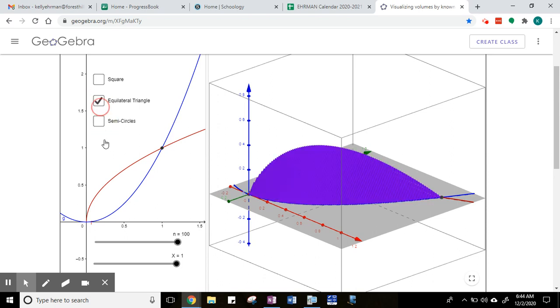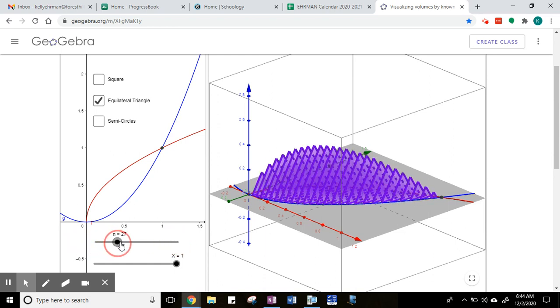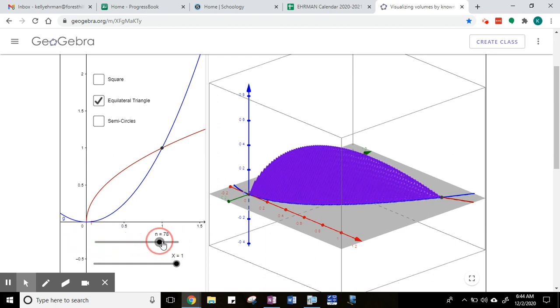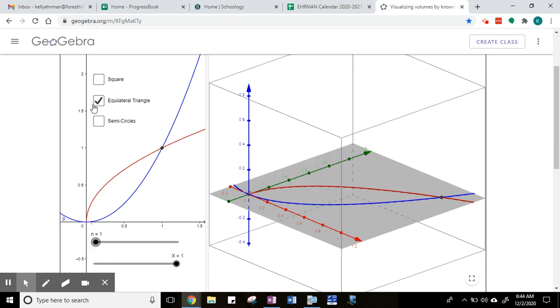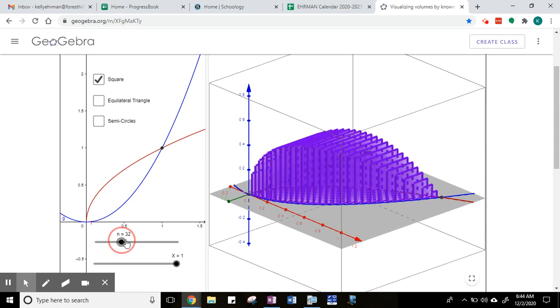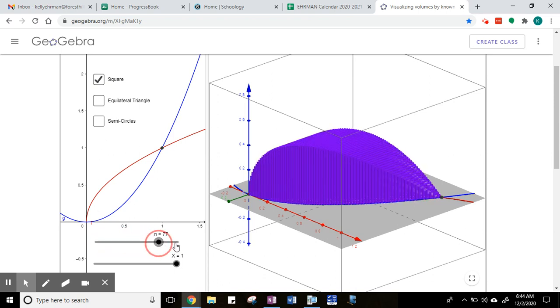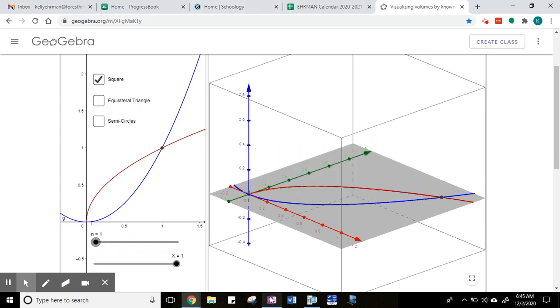All right, we can also do this with equilateral triangles. You can see those filling in. See how it kind of becomes the same shape in the end? It doesn't quite matter what the shape is. You're getting similar volumes. They're not all going to be the same volume, but they all generate this sort of cool domey type shape. All right, so anyway, back to our problem.